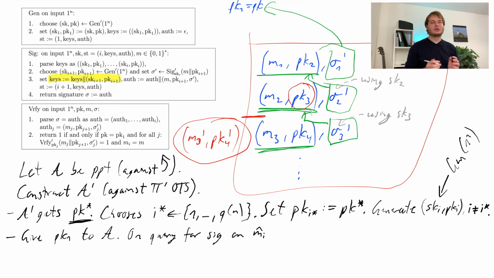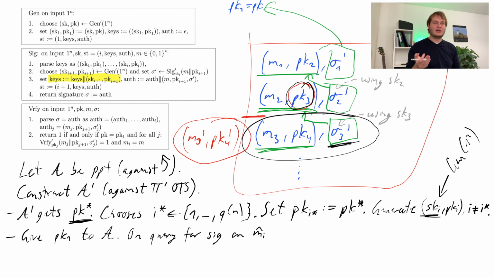So when A asks for a signature on mi hat, essentially we will need to generate such a tuple. The interesting part will be the signature here. And for this, there are two cases. Either the signature should be under a public key where we know the secret key. Then obviously we can just generate the signature and everything will look fine. And the other case is where we don't have the secret key that we would need to generate the signature. In this case, A prime would just ask its challenger for this one signature that it's allowed to ask for. And this happens exactly if i is equal to i star.